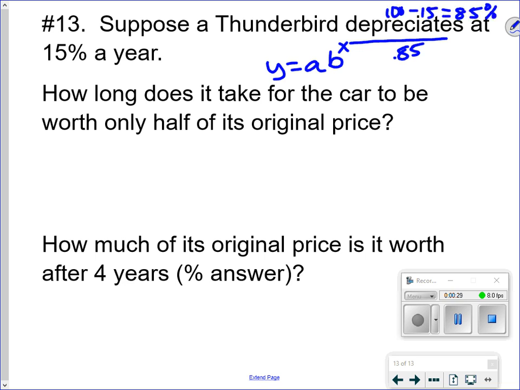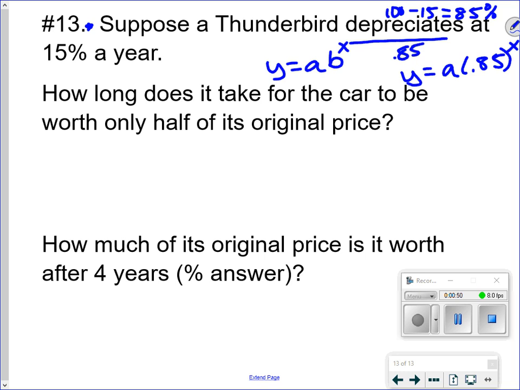But that's 85% of the original value, so we have to change that percent to a decimal. So we have basically y equals a times 0.85 to the power of x. That's what we're given just by the original statement up here. So now let's look at the actual question.